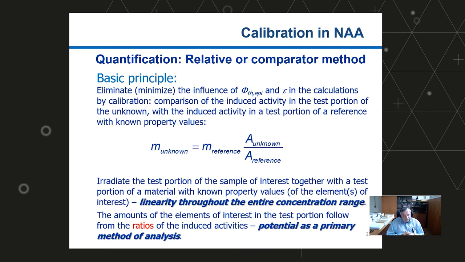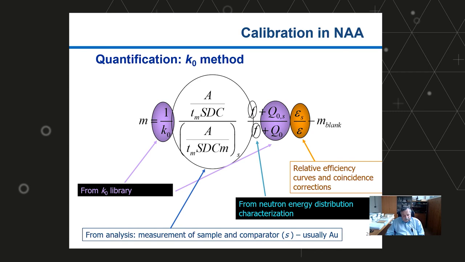And the equation here is very simple. So we know the mass of the reference. So we measure the reference, activity of the reference and activity of our sample. And we get the mass of the element which is in our sample. If we know and perform the measurement correctly, we can achieve linearity through the entire concentration range. And as we measure only the ratios, this brings us to the potential of this method as a primary method of analysis. So the highest metrological standards and the best performance of the analytical techniques.